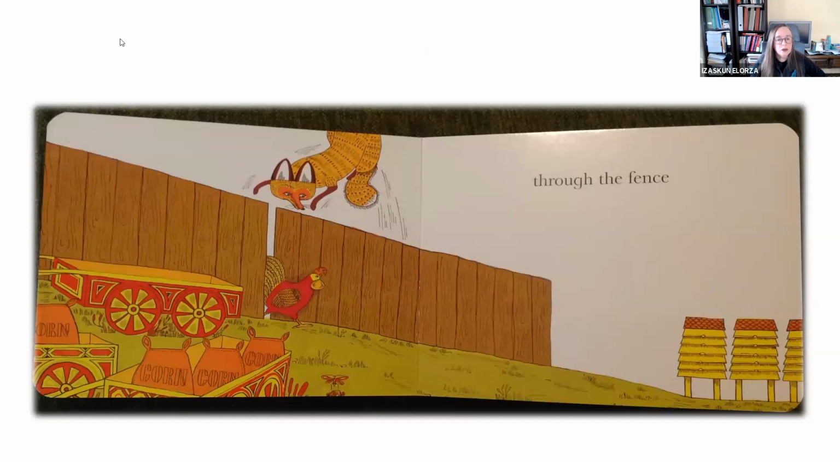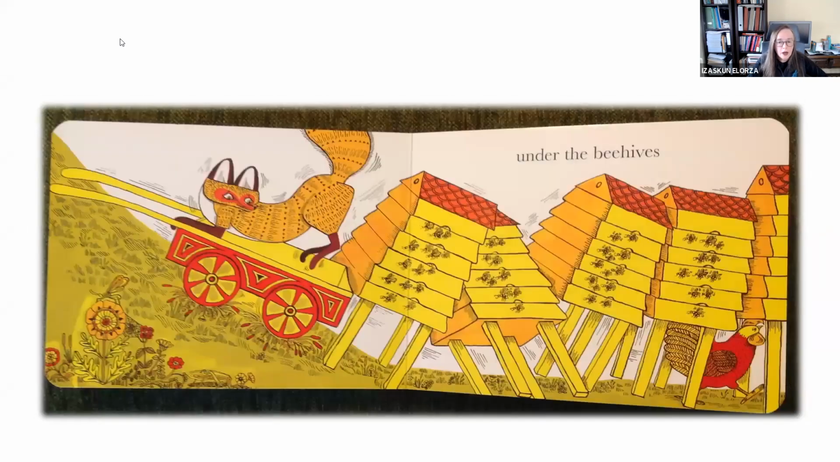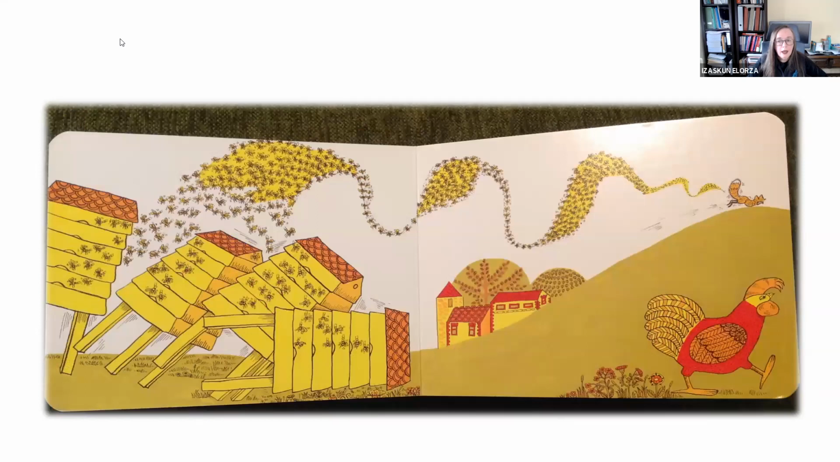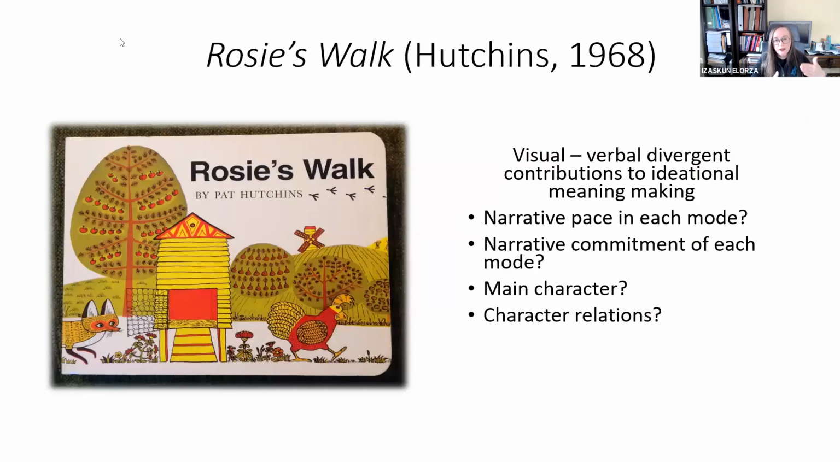This is through the fence, when the hen is going through the fence. This is the next opening: no verbal information, but loads of visual information. Under the beehives. And finally, gets back in time for dinner. So, what we have seen here has to do with this divergence.